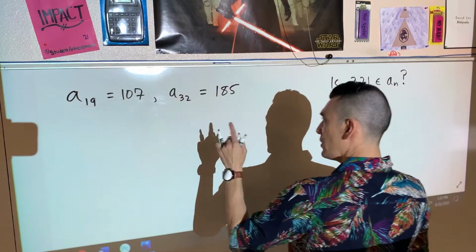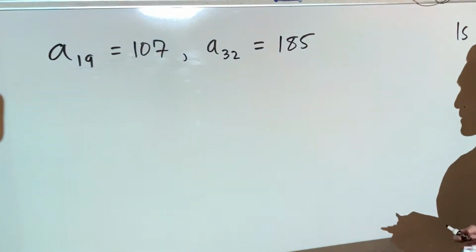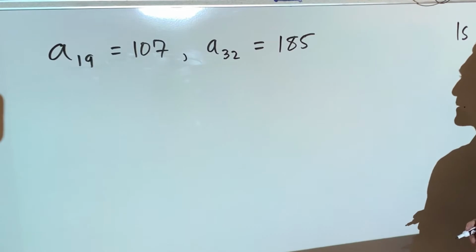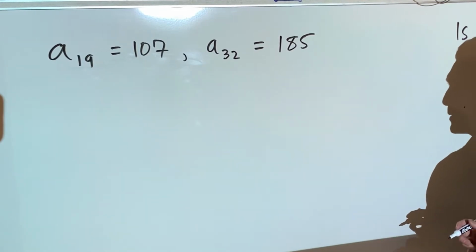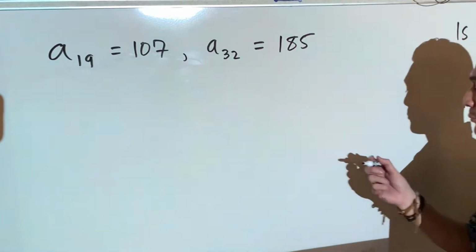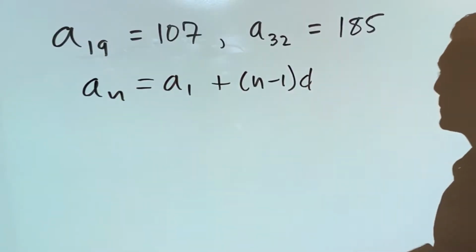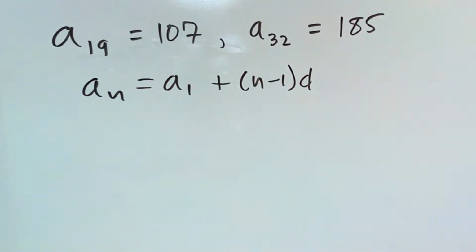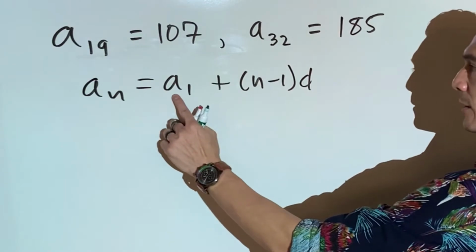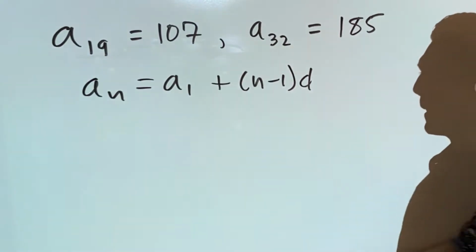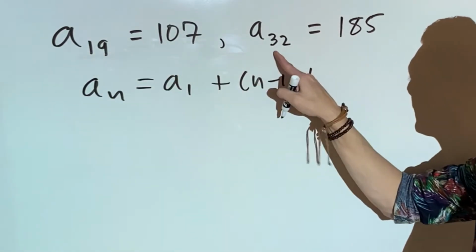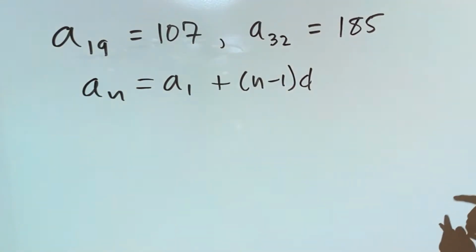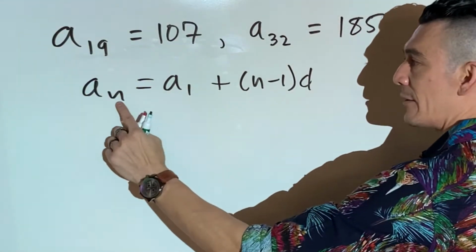So they've given us two terms that are contained within an arithmetic sequence. Now recall your explicit arithmetic sequence, sometimes called a rule. So this is your explicit arithmetic sequence, where you need to know the first term and the common difference. My 19th term is this, my 32nd term is that. So here's one thing that you can do. Whatever you put there, you put there.